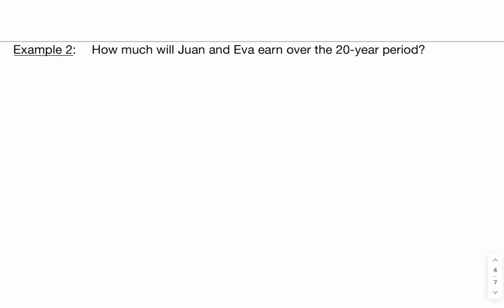So in this next example, the question here is, how much will Juan and Eva earn over the 20-year period? So we know that Juan and Eva make a $5,000 deposit every year for 20 years. So they've actually contributed over that time period a total of $100,000. And we want to know how much they've actually earned. So this is related to the previous example.